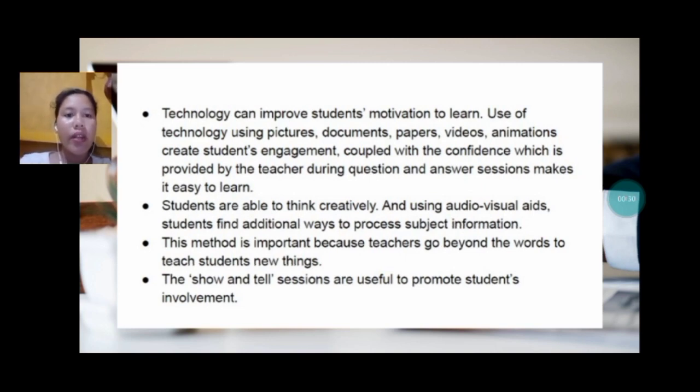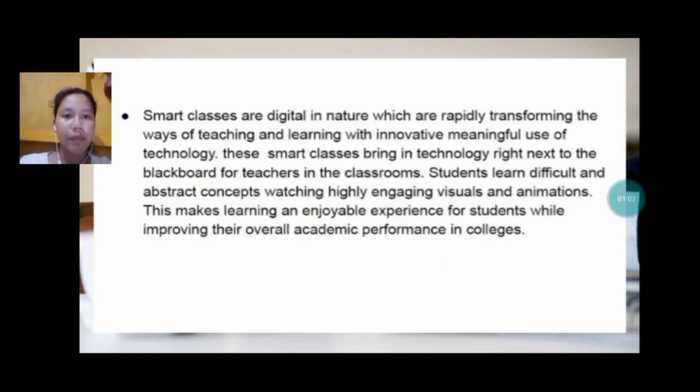Next, students are able to think creatively. Using audiovisual aids, students find additional ways to process subject information. Next, this method is important because teachers go beyond the words to teach students new things. Next, the show and tell session are useful to promote students' involvement.